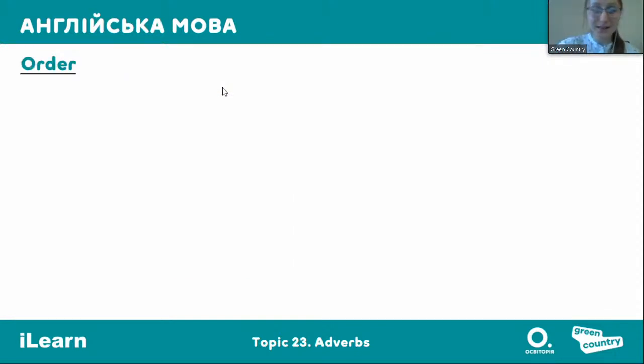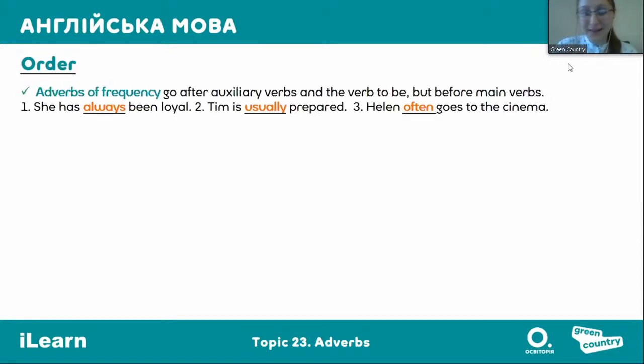Okay, so let me tell you some rules about the order of adverbs. Adverbs of frequency, when we say how often, usually go after auxiliary verbs and the verb to be, but before the main verb. She has always been royal, or she is usually prepared, or he, like Helen, often goes. So they go after the auxiliary verb but before the main verb, as in our last example.